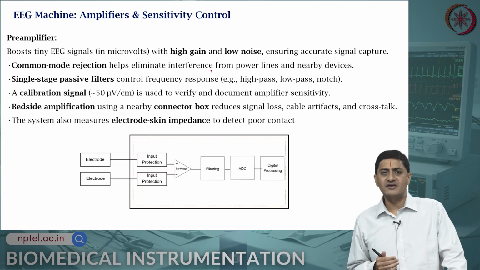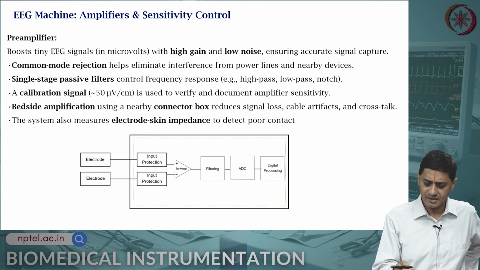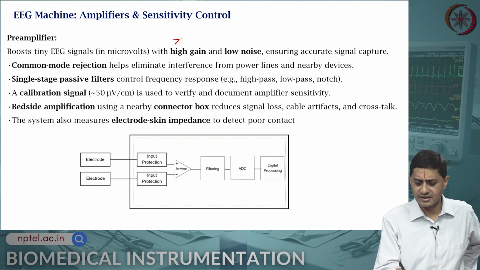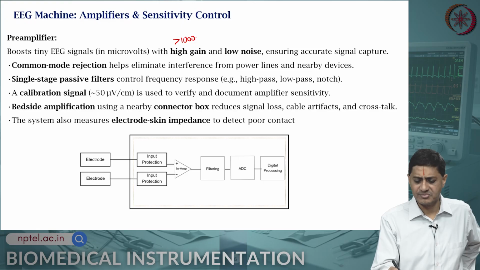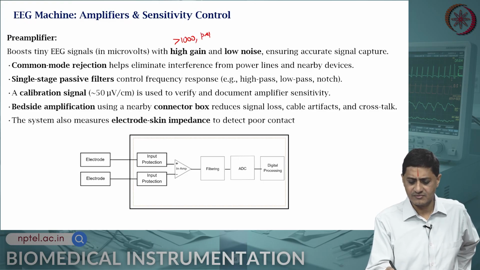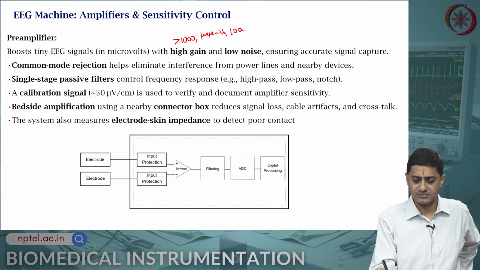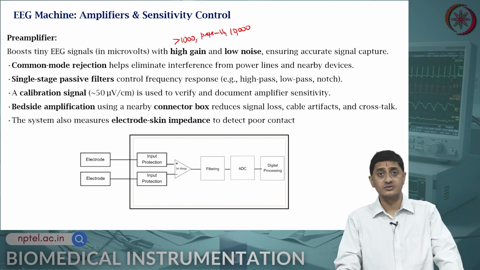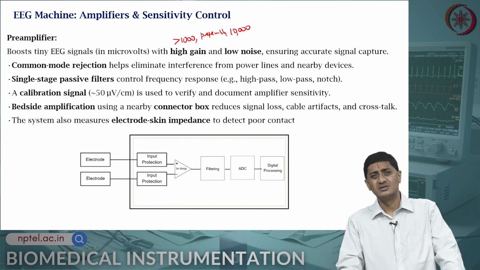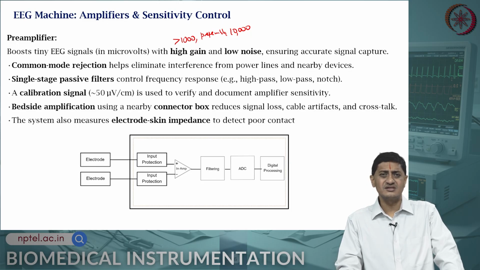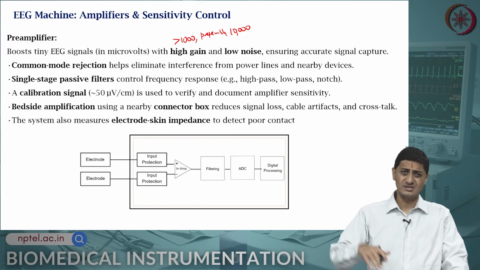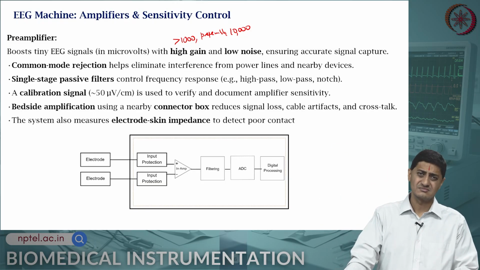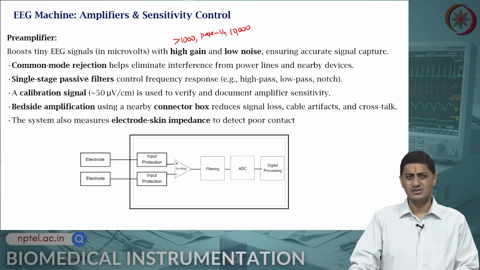You are interested in having high gain. What is high gain? On the order of greater than 1000, preferably 10,000 to 100,000, because your EEG signal has amplitudes in the range of microvolts, and your reading systems usually read in the range of volts. So, from micro to volts, you need 1 million, or at least 1 lakh, minimum 10,000 gain you need.